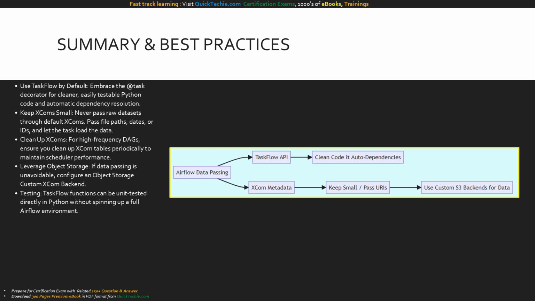This final mind map solidifies our core concepts. Airflow data passing relies on the synergy between the TaskFlow API and XCom metadata. TaskFlow provides the clean code and auto-dependencies, while the XCom system mandates that we keep payloads small by passing URIs, or by offloading heavy lifting to custom S3 backends. Adhering to these principles guarantees highly resilient data architecture.